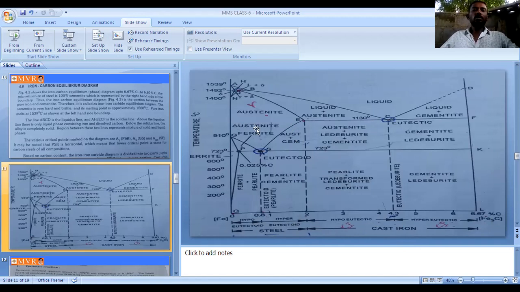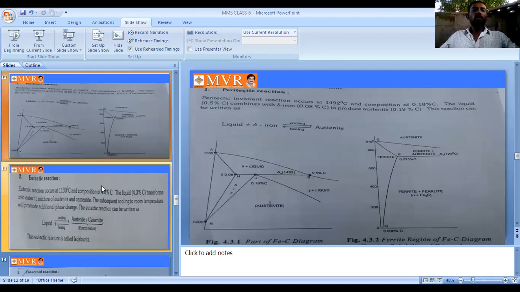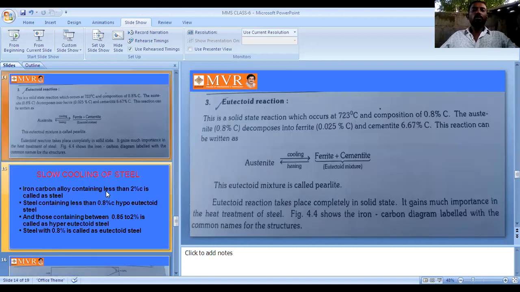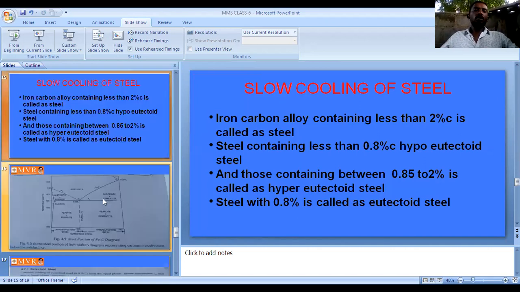So next, we can observe the heat treatment process. Since we use carbon content, in the heat treatment process there are the peritectic reaction, eutectic reaction, and the eutectoid reaction. Next is slow cooling of steel; we are cooling the steel. Iron carbon alloy less than 2% we can call steel. Less than 0.8% we call hypoeutectoid steel, more than 0.8% hypereutectoid steel, and steel with 0.8% we call eutectoid steel. All these we can observe in cooling of the steels.